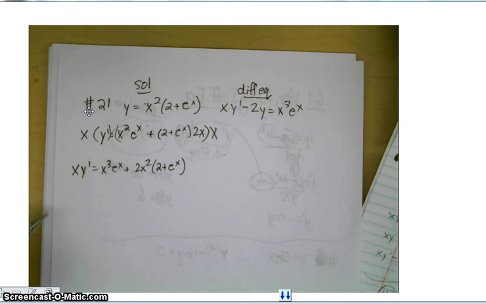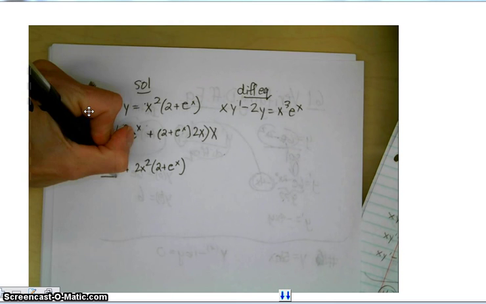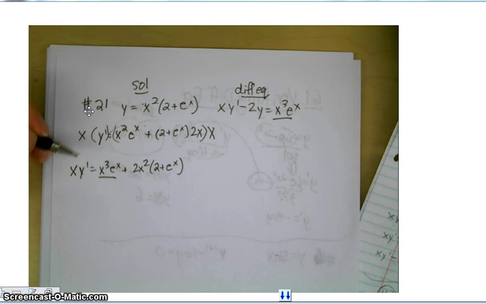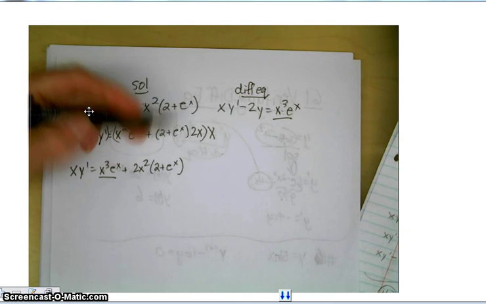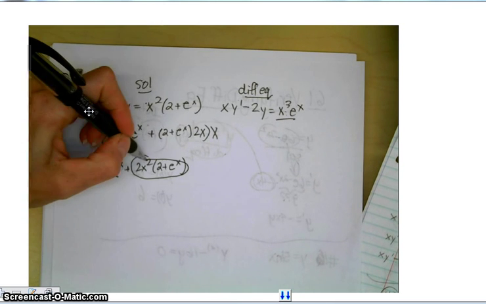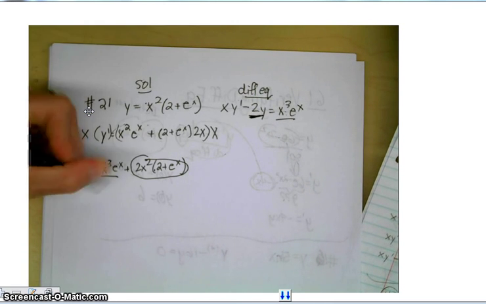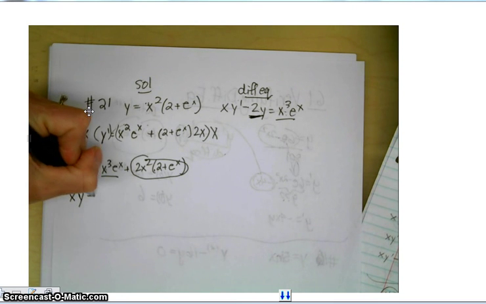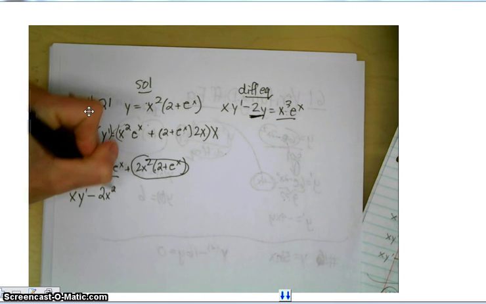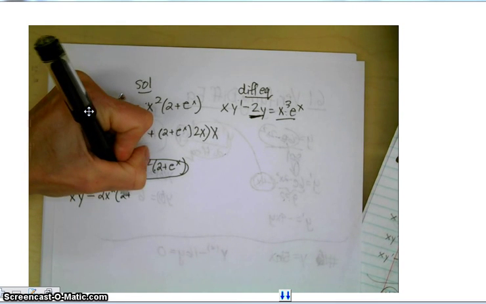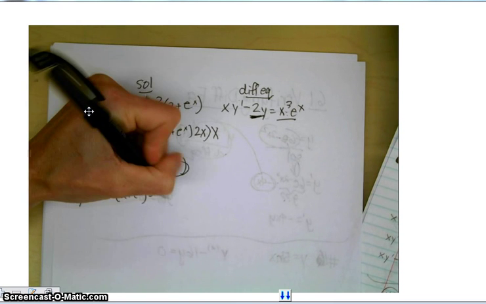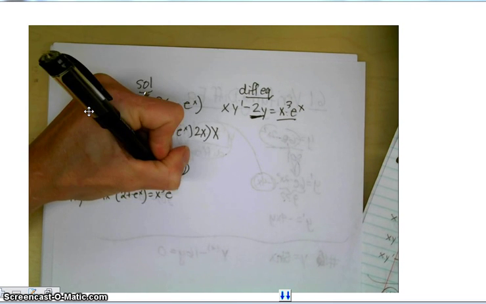Alright, so now what do I notice? Now this is looking much more like this, and it would want to stay on this side, and the rest of this mess should probably move to the other side because of that term right there. So I'm going to move this over. It does become minus 2x squared times 2 plus e to the x equals x cubed e to the x.